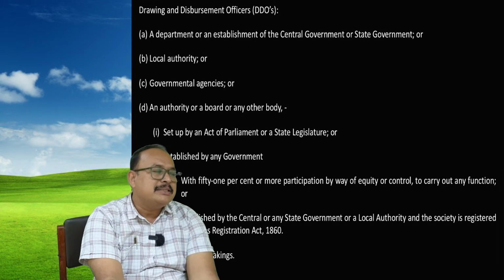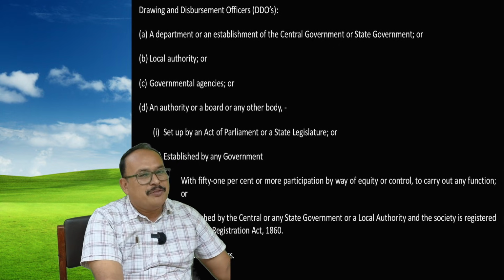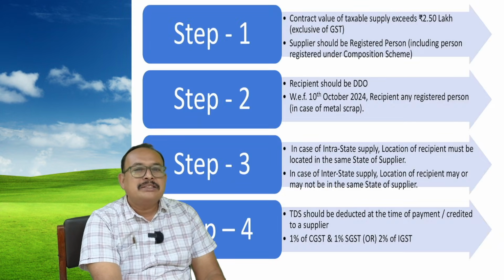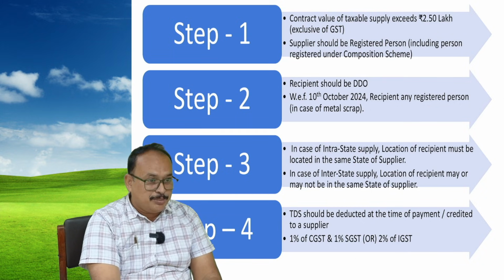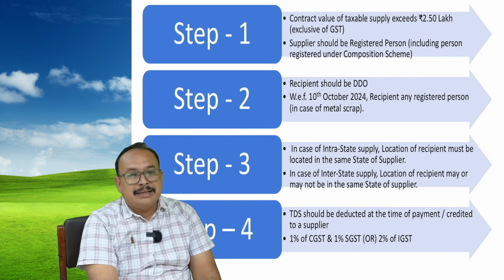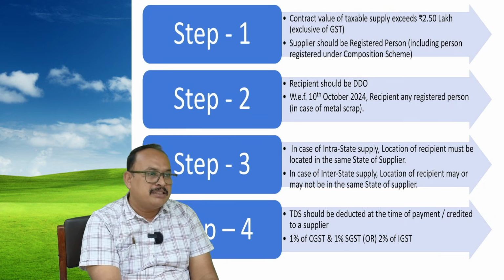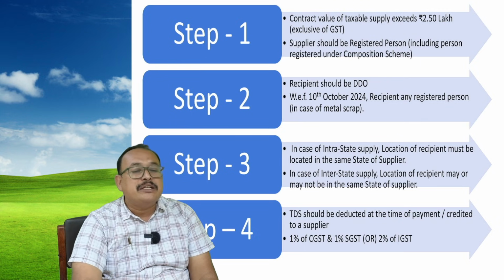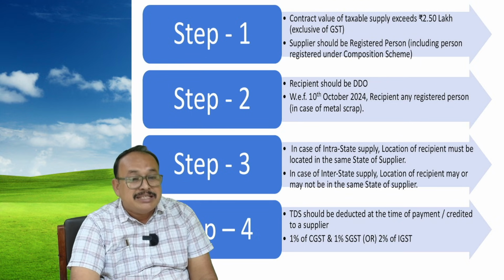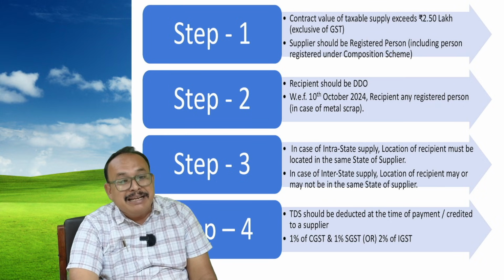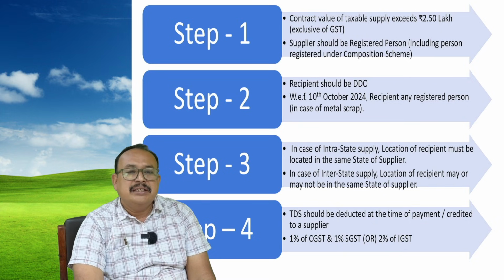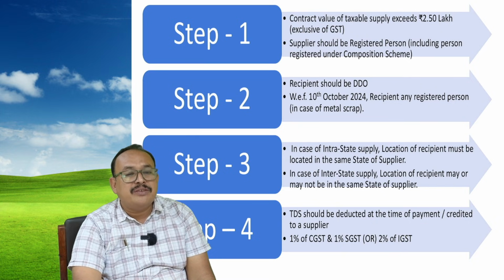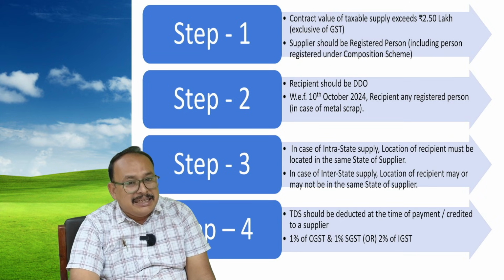So what I am referring to here is TDS. Step 1: the value should exceed the taxable 2.5 lakhs and the supplier should be registered. Step 2: the recipient should be a DDO or, if not, a metal scrap dealer. Step 3: in case of intrastate supply, the location of the recipient must be in the same state as the supplier.